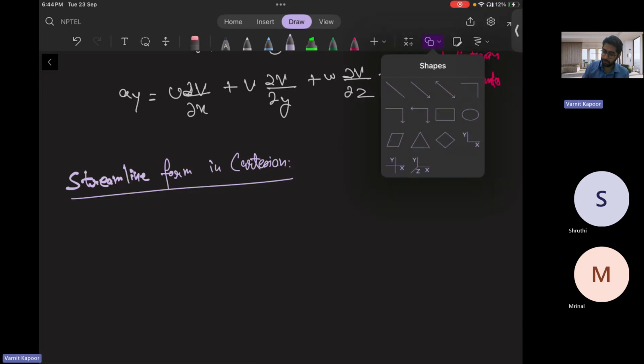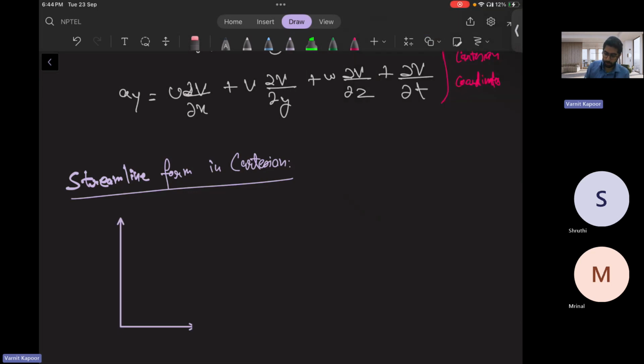We have studied this in the last tutorial. Suppose this is your streamline. Okay, your streamline is like this. And some displacement has happened so far: displacement S, and this is your dS. So if you draw a tangent on this, that will give you a velocity vector, right?